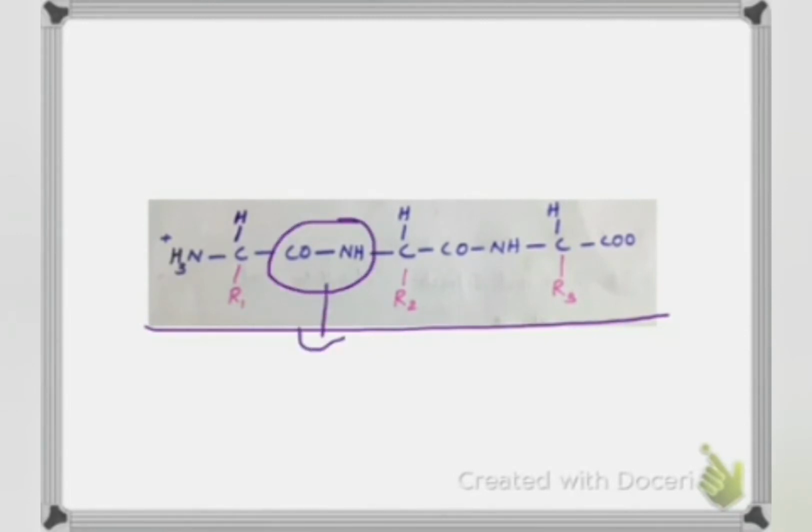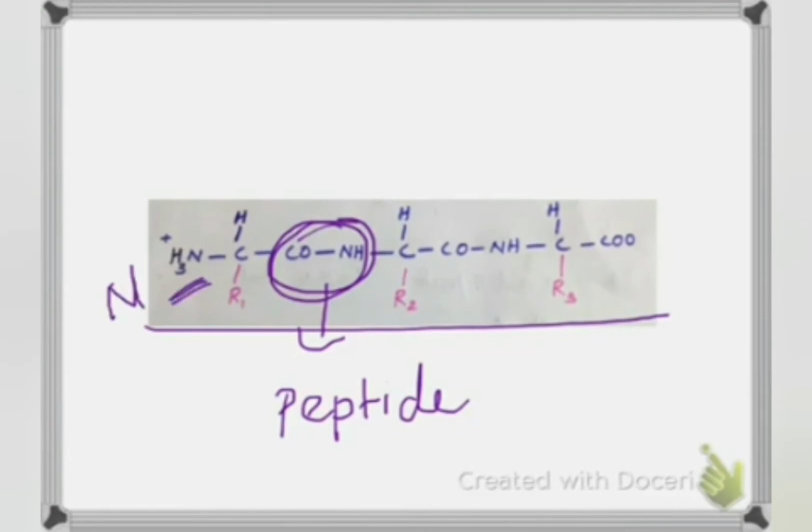CONH is the peptide bond. So the sequence of amino acids is joined by the peptide bond. A linear sequence of amino acids joined by peptide bonds is the primary structure of protein. Here you can see the N-terminal end and the C-terminal end.